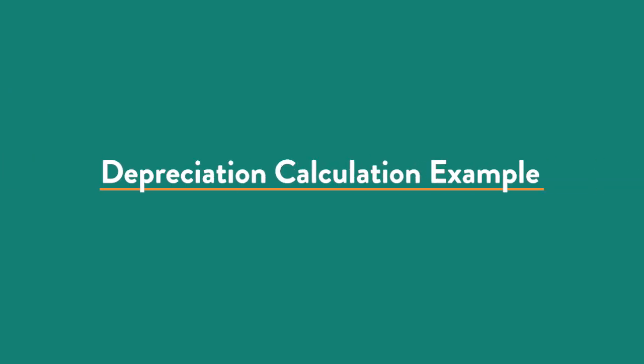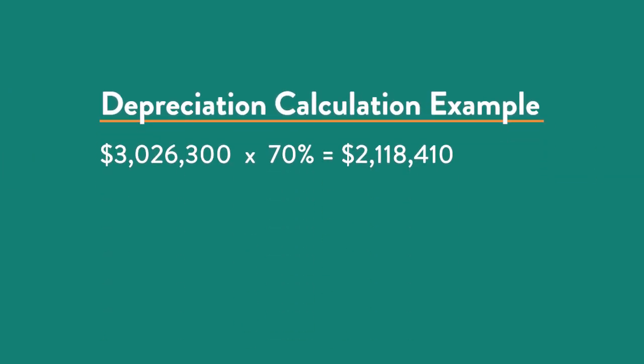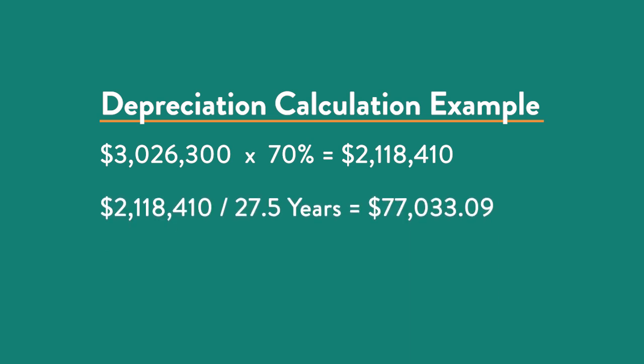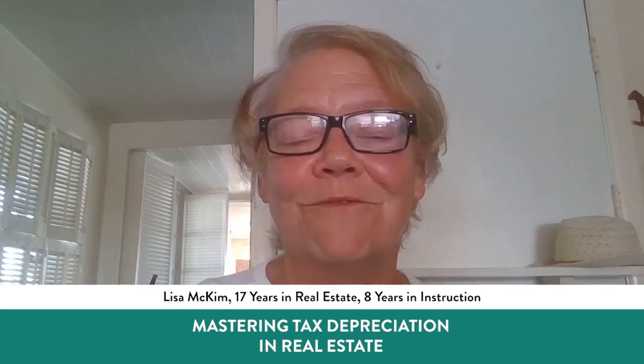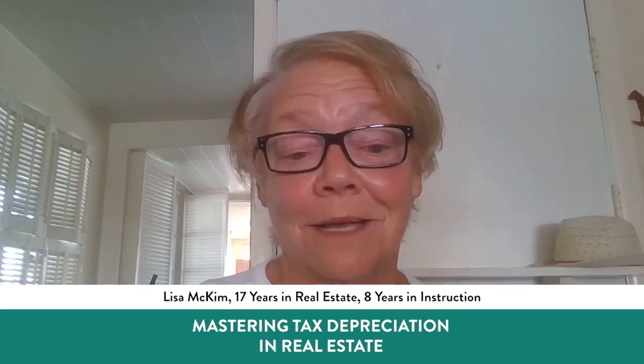To find the depreciable basis, we multiply $3,026,300 by 70%, which gives us $2,118,410. Since this is residential property, we divide that by 27.5 years. The amount of depreciation that can be taken each year is $77,033.09.